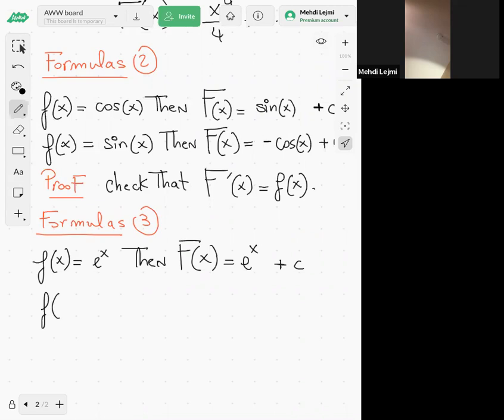And as I said, if you have x to the power negative one, this is one over x. Then the antiderivative capital F of x is going to be just the natural log of x plus the constant c.